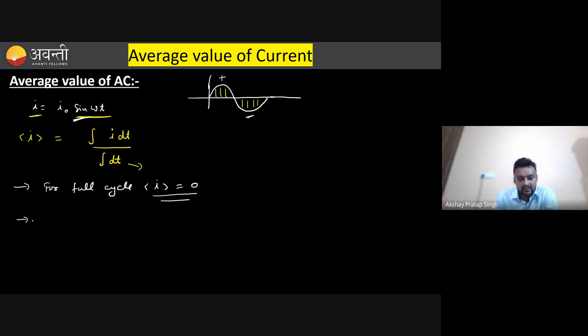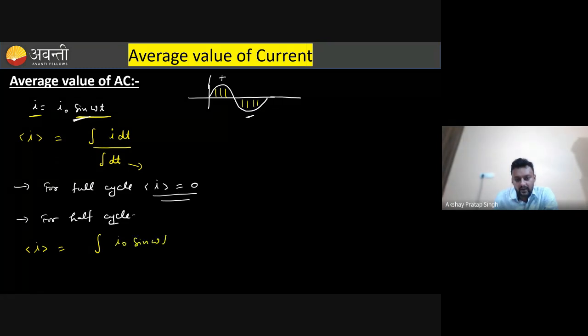Now for half cycle, you can write it. I average is going to be, put the values, I equals I naught sine omega t dt divided by the time period. What is the time period here? T by 2.